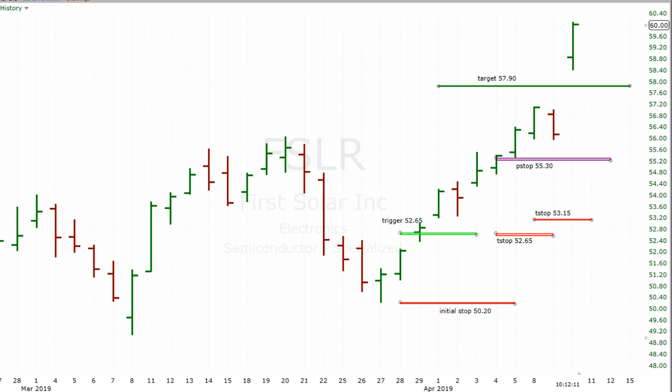Sure. This is kind of interesting because I hadn't put the target on here. I just looked it up, and you notice that today it's gapping way above the target. Something like this, would you recommend, and I think I know the answer to this, would you recommend today being the day that you pull some off the table on something like this?